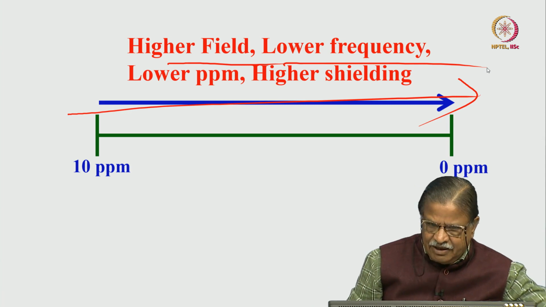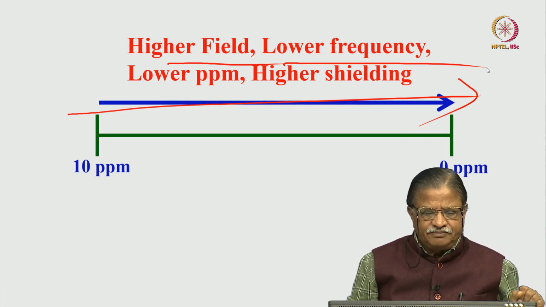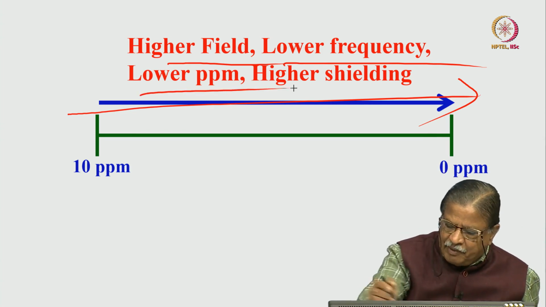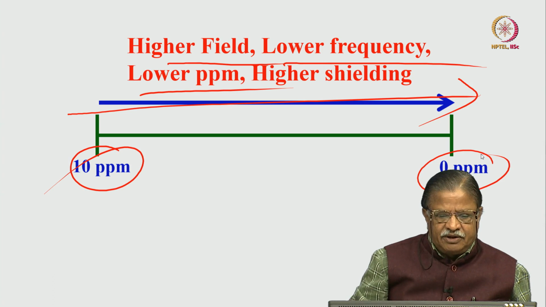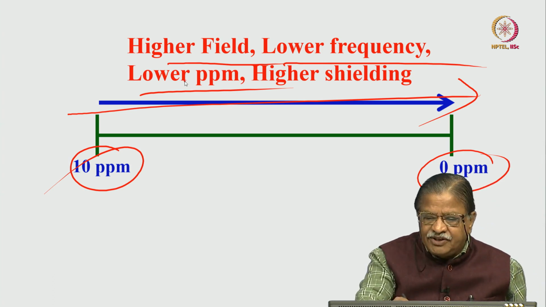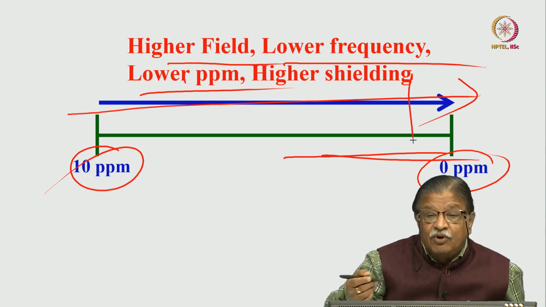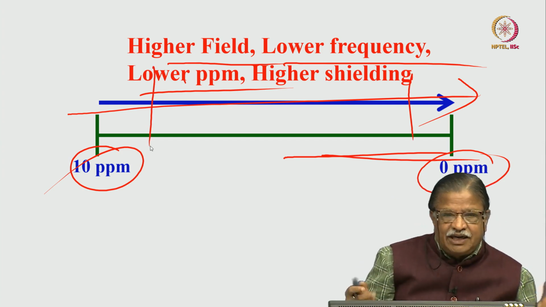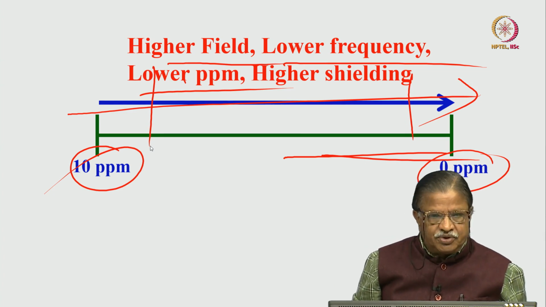That is what I said in the previous slide about the confusing terminology. Also we can say lower ppm. See, higher ppm is here, and when it comes towards 0 here, that means lower ppm. Higher shielding, if you see a peak here, it is more shielded. If you see a peak here, it is less shielded. As you go from left to right, these are the terminologies used.